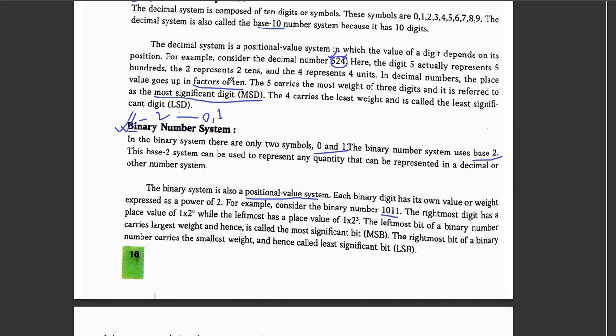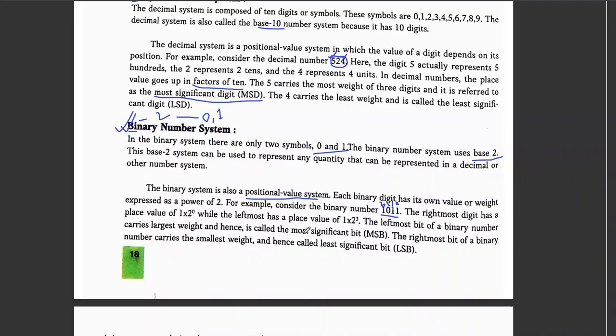Okay, here what was it? Factors of 10, yes or no? Here it goes up in factors of 2. Here it goes up in factors of 10, there it goes up in factors of 2. What will be the value of 1? 1 into 2 to the power 0, this is the 0th position, this is the 1st position, this is the 2nd position, this is the 3rd position, right? We'll discuss this later when we look into the conversion.